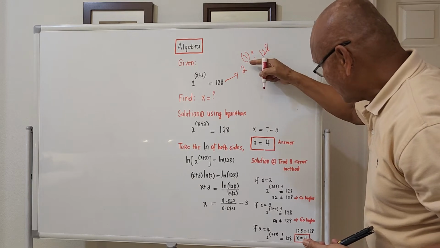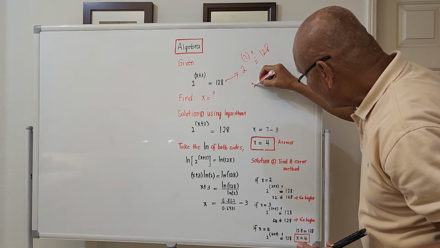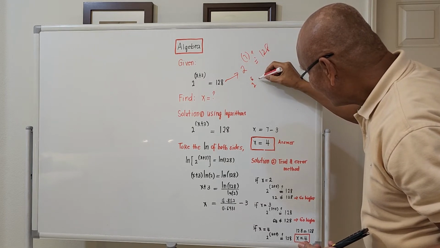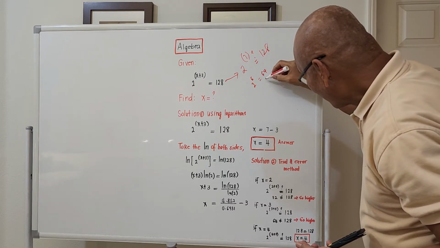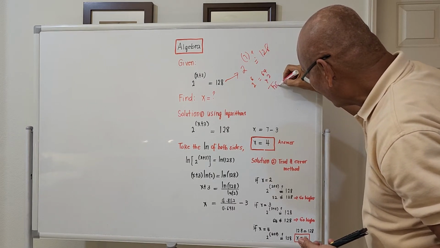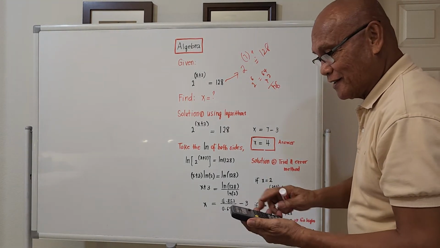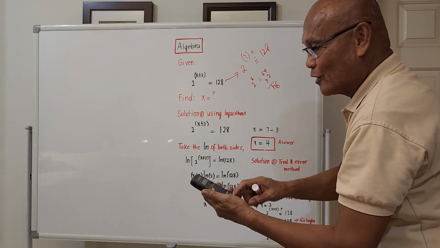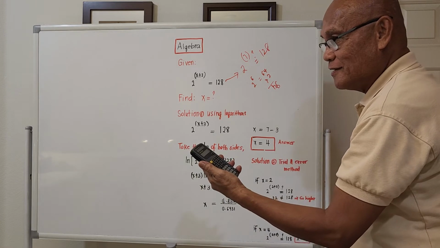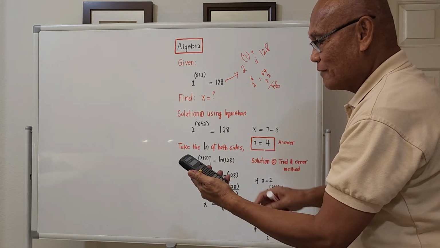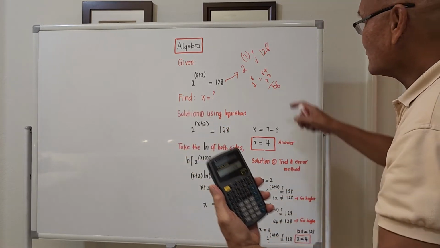2 to the 7 is actually 128 because 2 to the 6th power is actually 64. You multiply that again by 2, that will be equal to 128. Or if you're not sure with your laws of exponent, just place 2 here. Put y to the x, and put the value 7, and what comes out should be 128. So this is 128.